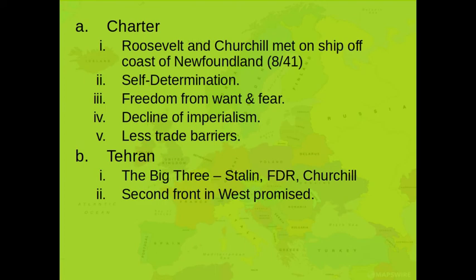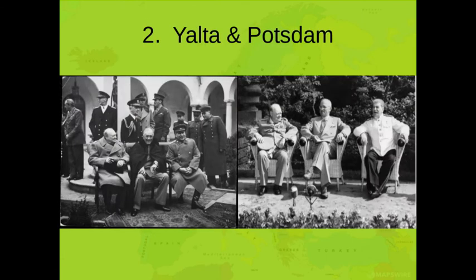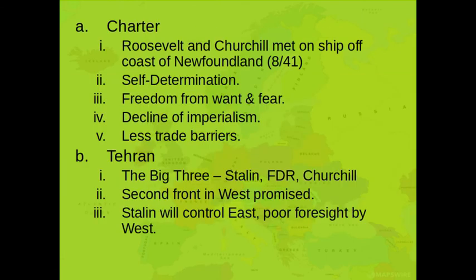So he wanted the other two to promise that they would start fighting on the Western Front. Stalin had the Eastern Front, and he said, we're doing too much dying, too much fighting. There needs to be a second front open with Germany.